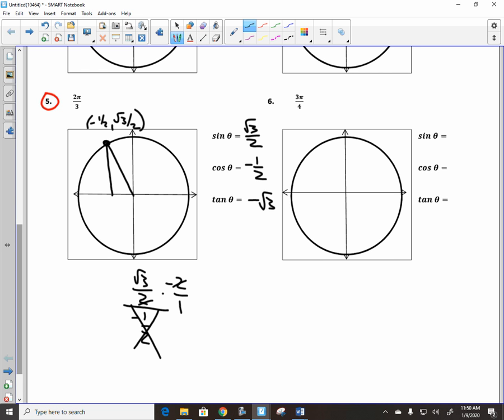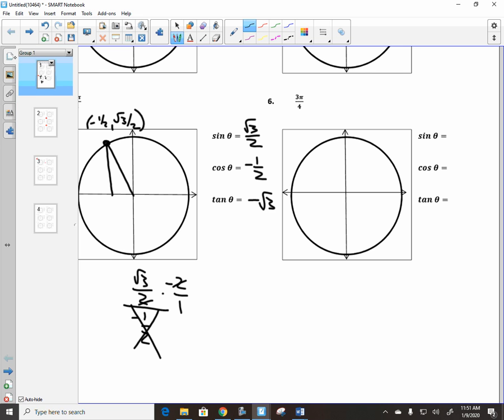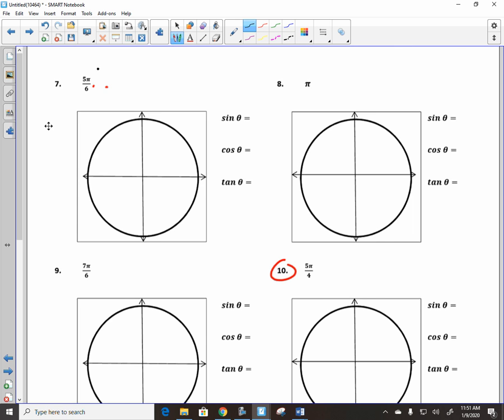No, that's for parallel and perpendicular lines. I'm sorry, not for parallel. Perpendicular lines, opposite reciprocal. Flip it.